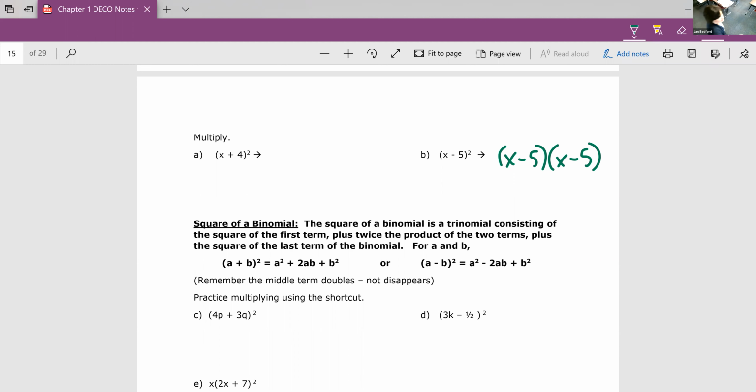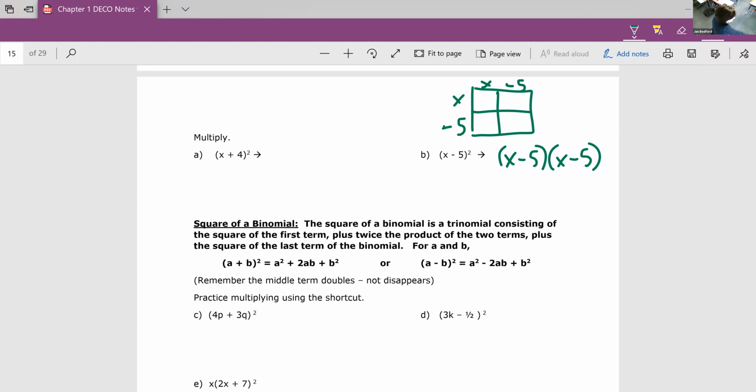I'd make a box. So if I make a box, what would you put here? X. What would I put down here? And it needs to be minus 5, right? Across the top, I'd put x and minus 5 because one of the parentheses is going to go with the rows, the other parentheses goes with the columns. Are we good on this part of it?